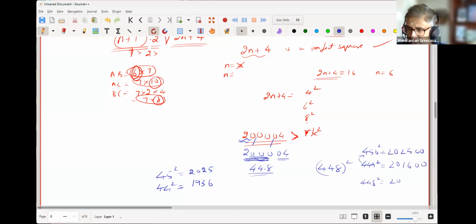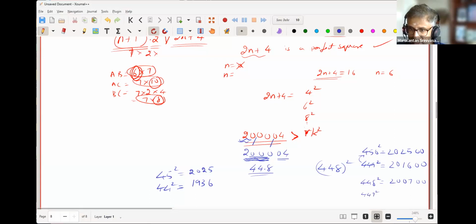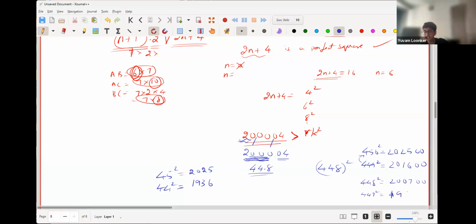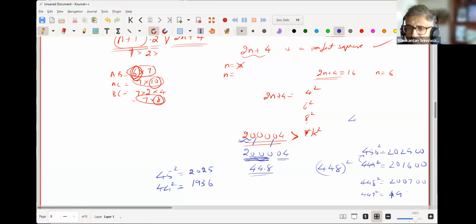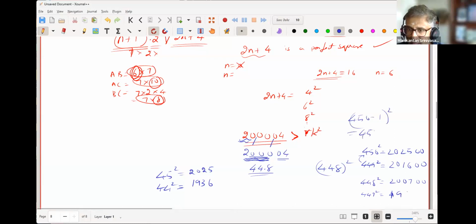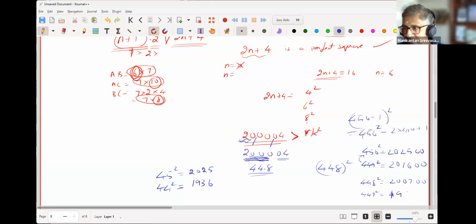It won't be exact, but I'm just telling you how we can do it quickly without a calculator. So 2007, we still have to go further. So 447 square will anyway be safely 19 something something. How did you figure out it's 900 less? Because 450 minus 1 square is 450 square minus 2 into 450 plus 1. So it's 900 less approximately.